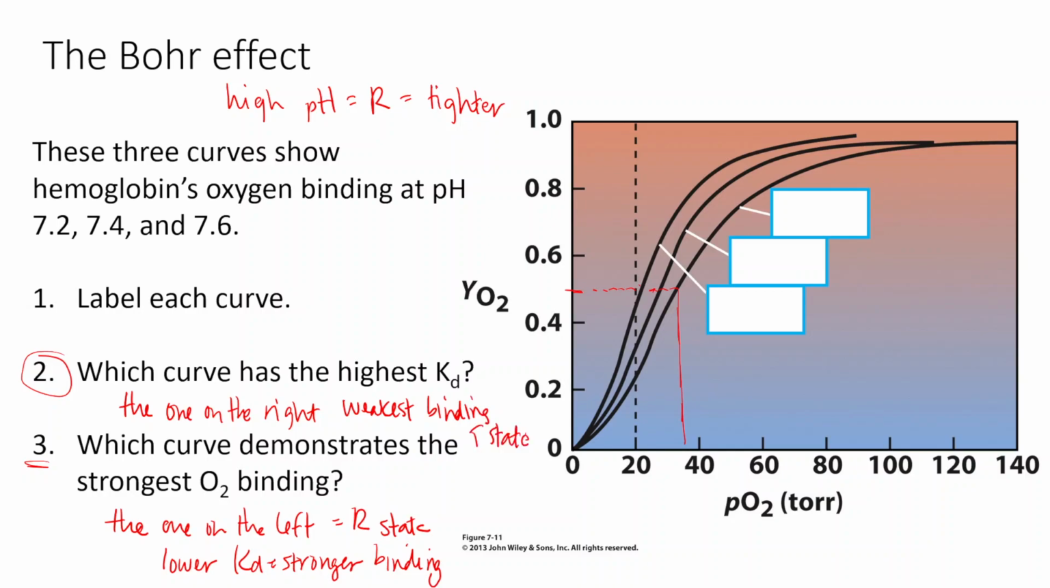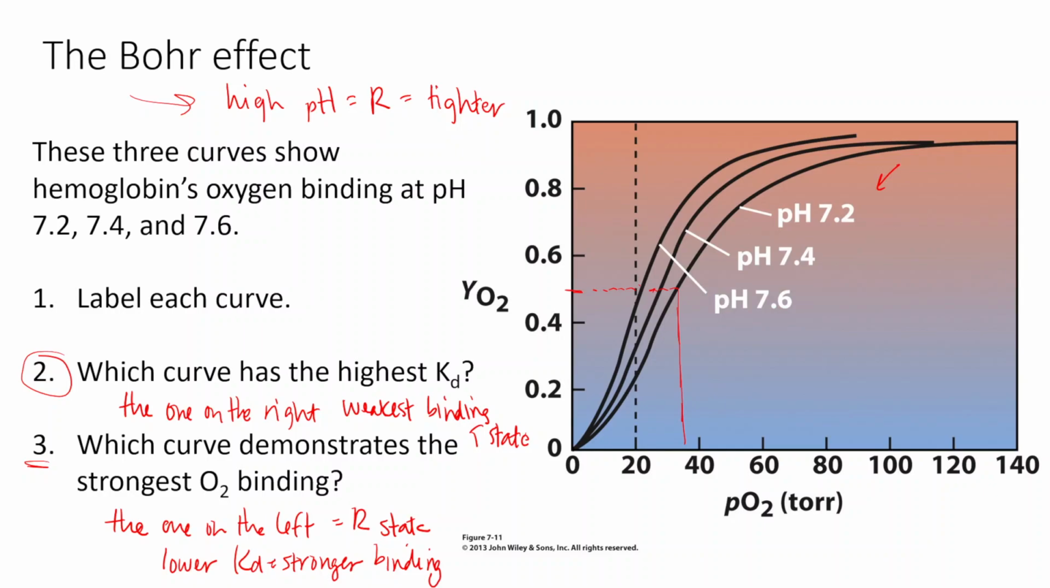And we already talked about how the R state is going to be stabilized by the higher pH. So now we're ready to label our curves, right? Let's start with our curve on the right. What is the pH for that curve? Yeah, 7.2. And what's the next one? 7.4. And what's the last one? 7.6. Any questions about that?